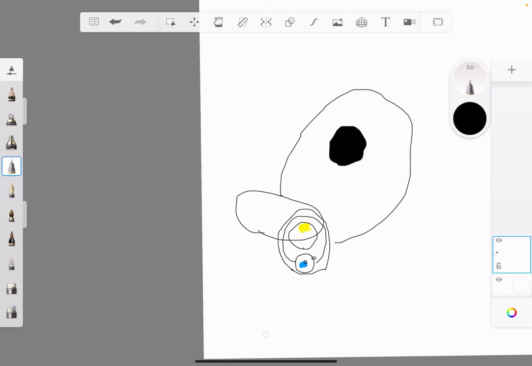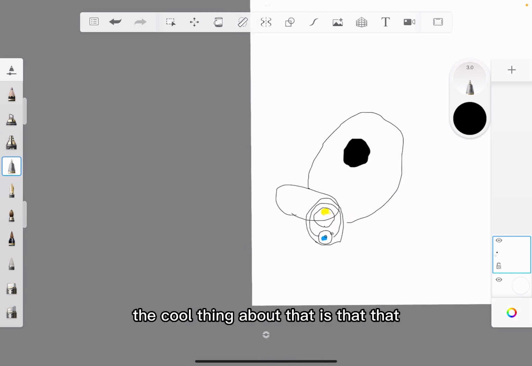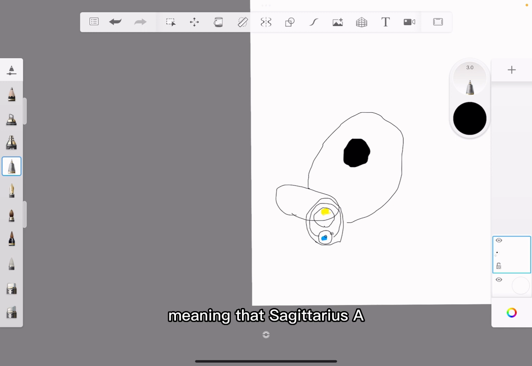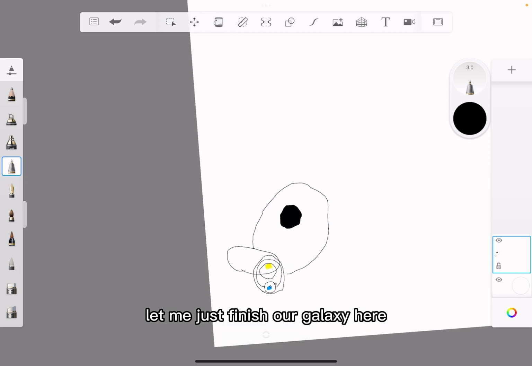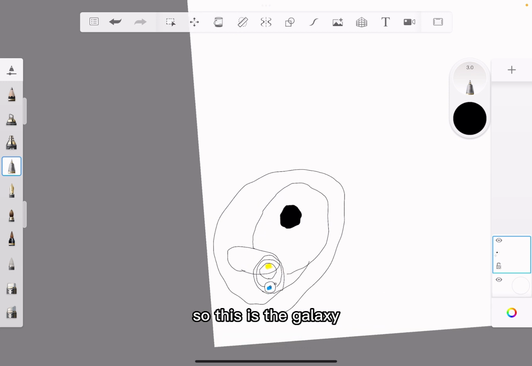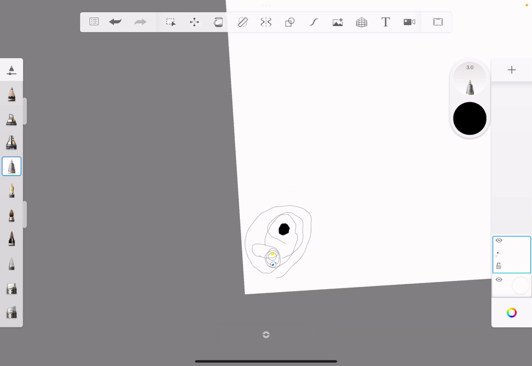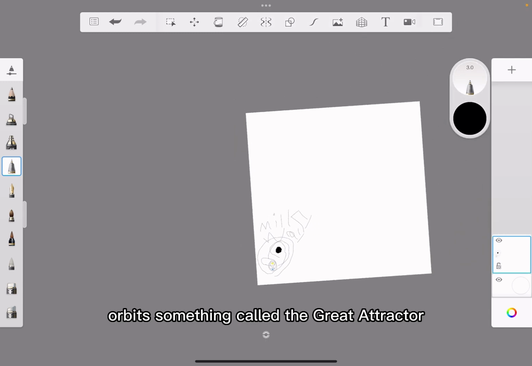And the cool thing about that is that that means that it probably extends even further than that, meaning that Sagittarius A, we've discovered, let me just finish our galaxy here. So this is the galaxy. Everything's sort of orbiting Sagittarius A, creating the Milky Way. Sagittarius A orbits something called the Great Attractor.